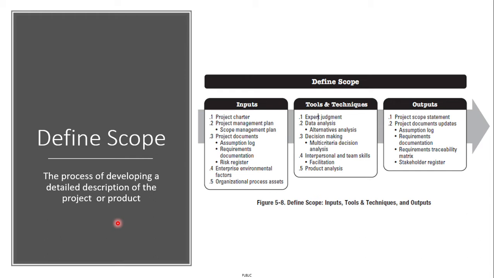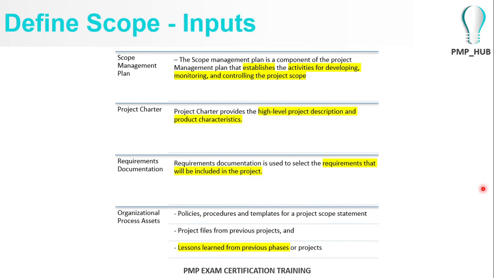As usual, this process also has certain inputs, some tools and techniques to get it defined, and the output. So when you're trying to define the scope, the key inputs will obviously be the scope management plan, which will again define the how factor of how you expect the scope to get defined and monitored, and any changes we discussed last time, the governance part of the scope management.